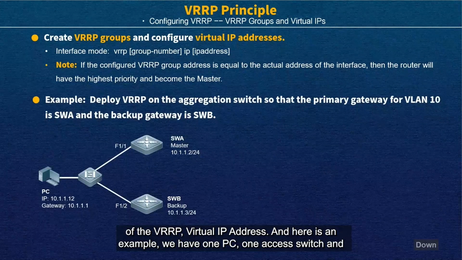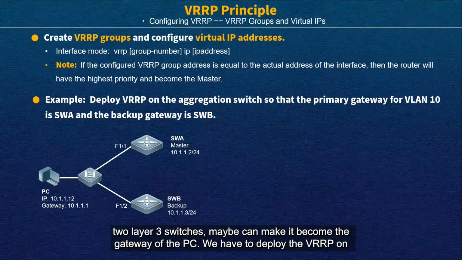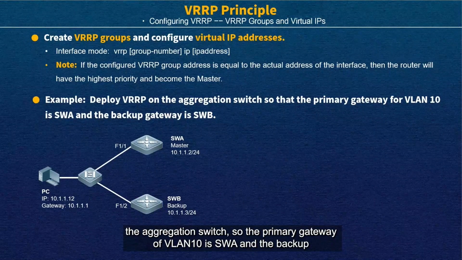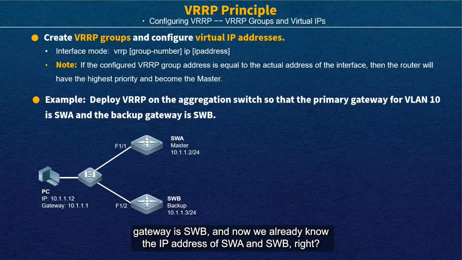And here is an example. We have one PC, one access switch, and two layer 3 switches that can become the gateway of the PC. We have to deploy VRRP on the aggregation switches. So the primary gateway of VLAN 10 is switch A, and the backup gateway is switch B.